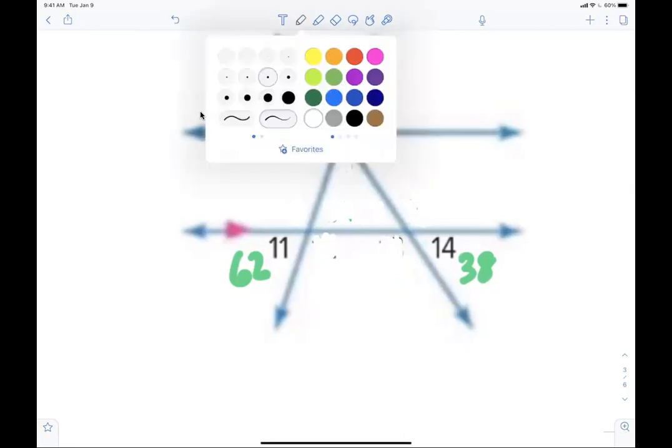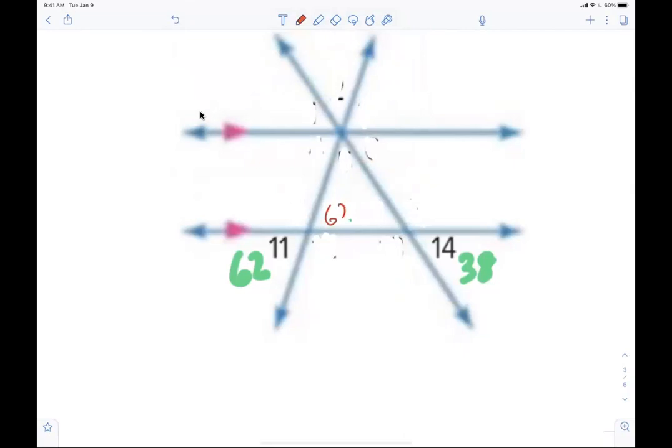All right, so everybody knows now that this is 62. All right, so what's just to the left of that 62? 118, and the vertical with that is 118. Vertical with 14 is, and then linear pair would be, yeah, I don't think this is that hard, guys. Now, can someone tell me what this angle is right here?